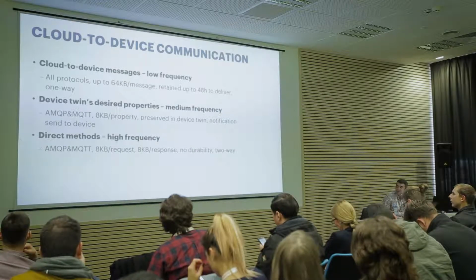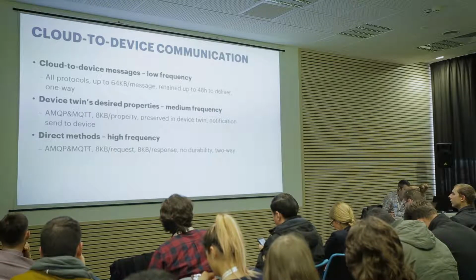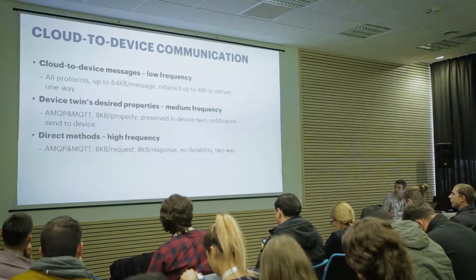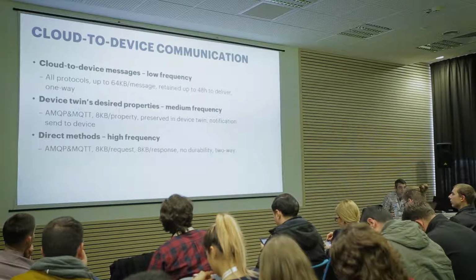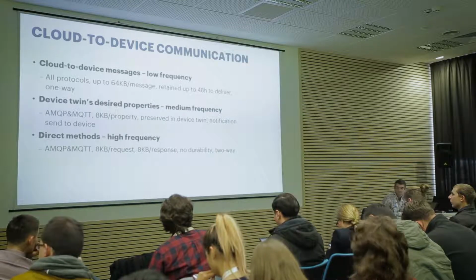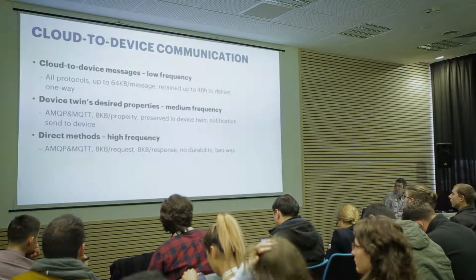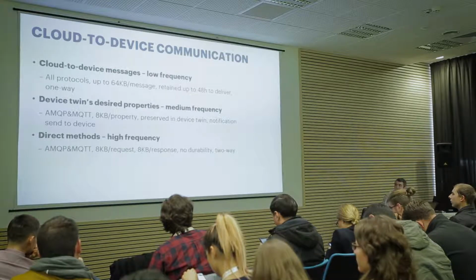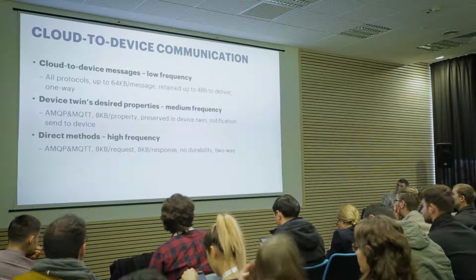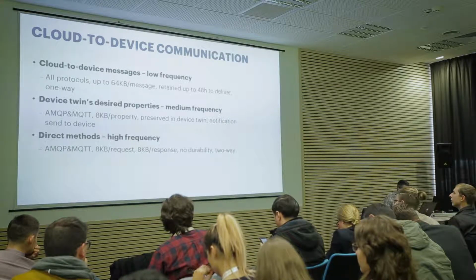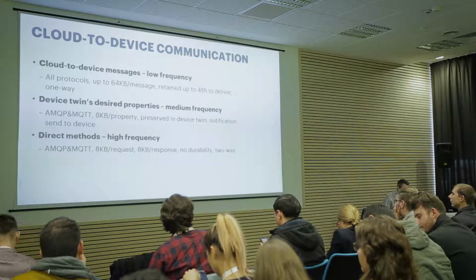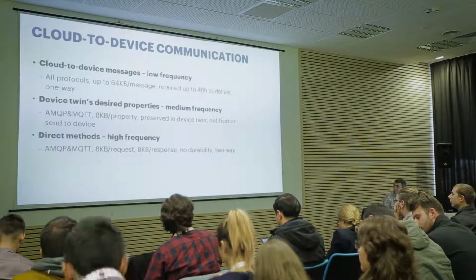Direct methods are intended for high frequency, but they also have limitations: 8 kilobytes per request and 8 kilobytes per response. This is actually two-way communication, so you call a method on the device and you get the response back. But the downside is there's no durability. If the device is offline, you will not get any reply back, and nowhere will it be stored that the method should be called when the device comes back online. If the device is online, it will perform the method. If not, no. Cloud-to-device messages are available for all protocols supported by IoT Hub. The twins methods are only on AMQP and MQTT, and direct methods are also over AMQP and MQTT.